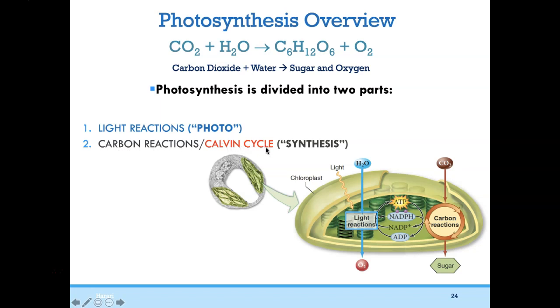I know I don't like this much either, but there are a lot of redundant terms. The carbon reaction is the same thing as the Calvin cycle. Calvin was the one who discovered the carbon cycle. But I want you to know that the light reactions require light. That's what the photo part is. And then synthesis, we're making sugar. That happens in the carbon reactions, the Calvin cycle.